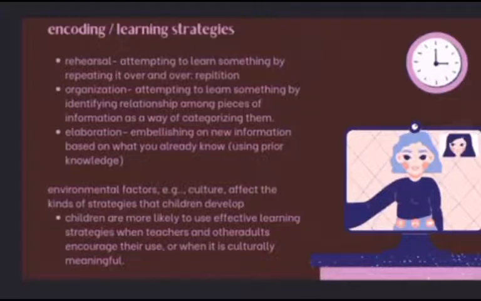And the next is organization: attempting to learn something by identifying relationships among pieces of information as a way of categorizing them. So, organization is classifying information into a sequence of terms. It includes categorization, listing, and grouping of information by noticing relationships among different items. Existing memories are encoded differently in organizational encoding.